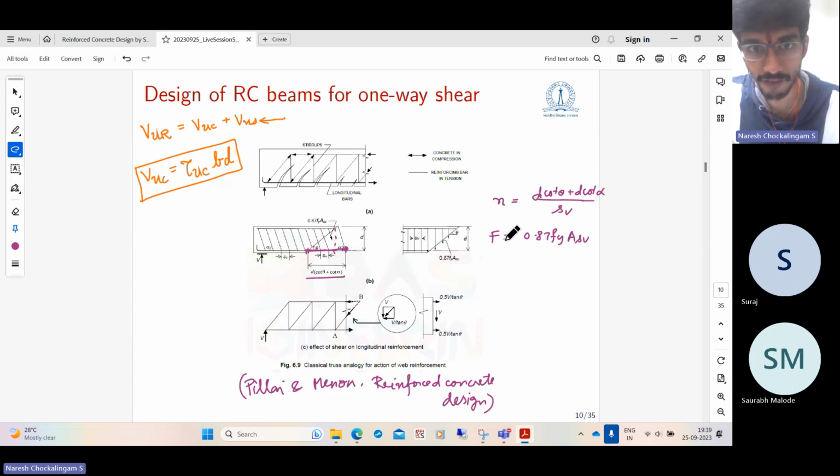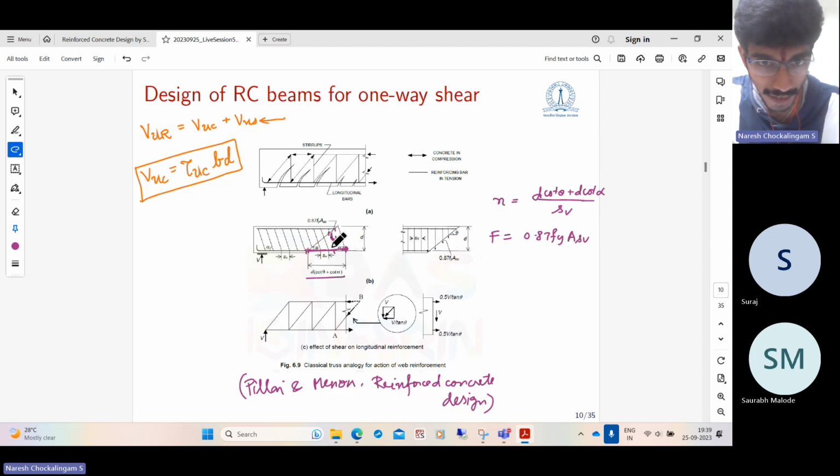Once the stirrup has yielded, the force is nothing but the stress, which is 0.87 times Fy, multiplied by the shear reinforcement cross-section, the shear reinforcement area. So this is the force in one stirrup. There are n stirrups. So what is the total shear force resisted by the stirrups? Vertical force. So this force is along this direction.